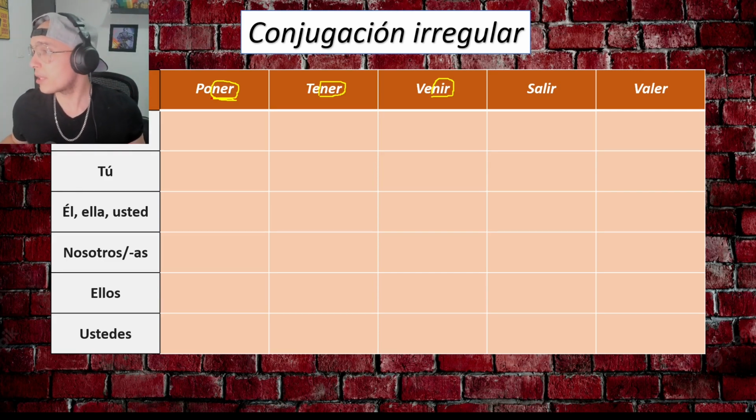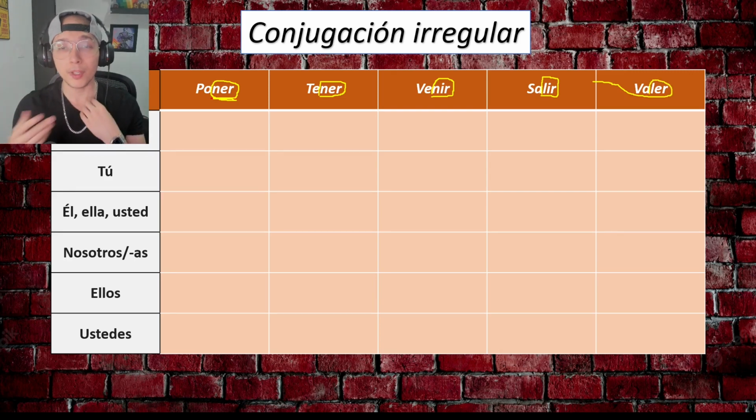Then we'll have the verb salir. So the verbs ending with L-I-R and the verb valer. Now valer means to be worth, okay? Let's put it in here. It means to be worth, to have a value. So the verbs ending in ler, lir, ner, nir will belong to the same group of irregularity.